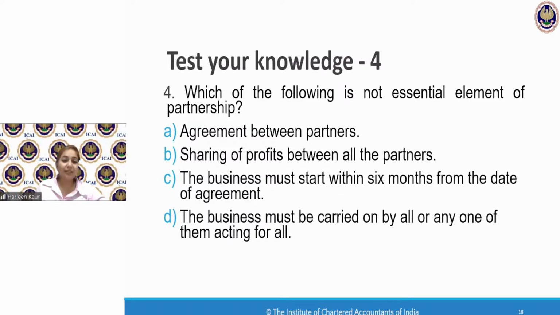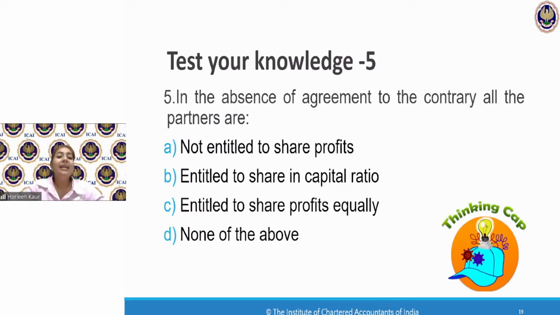Let us go to another one. There is one more, I think. In the absence of agreement to the contrary, now this is very, very simple. Partners will not share the profits. Will they share the profits in capital ratio? Are they entitled to share the profits equally, or none of the above? What will they do in this case? Send the correct answer.